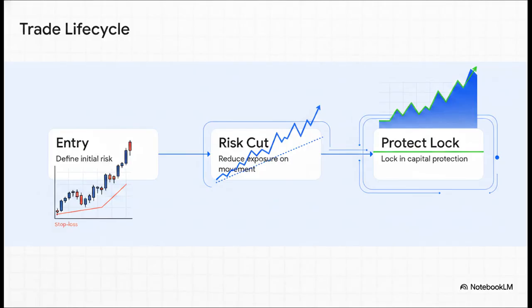Let's see how this translates into active trade management. Because you know the bot's job absolutely does not end at entry. It actively manages the entire risk lifecycle. Step 1 is defining the entry risk. But step 2 is the risk cut, dynamically reducing exposure as the market moves favorably. And then step 3 is the protection lock, completely locking in capital protection when progress is strong enough. It's managing the trade the whole way through.